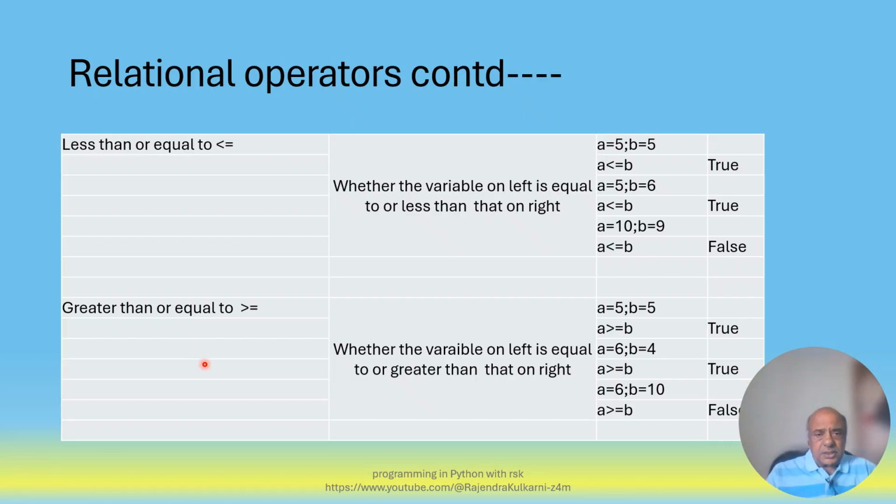Then there is the greater than or equal to operator. It checks whether the variable on the left is equal to or greater than that on the right of the symbol. A is equal to 5, b is equal to 5, a greater than or equal to b will be true. A is 6, b is 4, a greater than or equal to b will be true. A is 6, b is 10, a greater than or equal to b will be false.